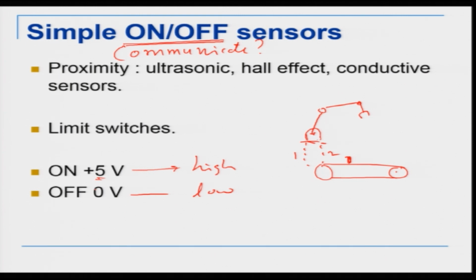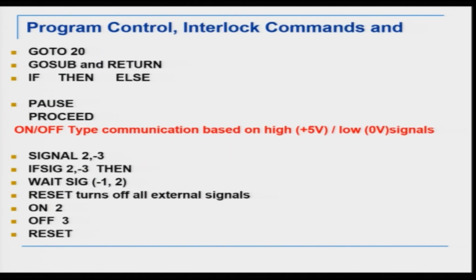So, at the lowest level, this communication is simply by means of on-off kind of signals, and this on-off basically means 5 volts or 0 volts on particular channels. Now, these are some of the program control commands. For example, go to. So, this means go to line number. Say a program is being executed and you want it to go to some other line for a logical reason. So, here we can say go to line number.